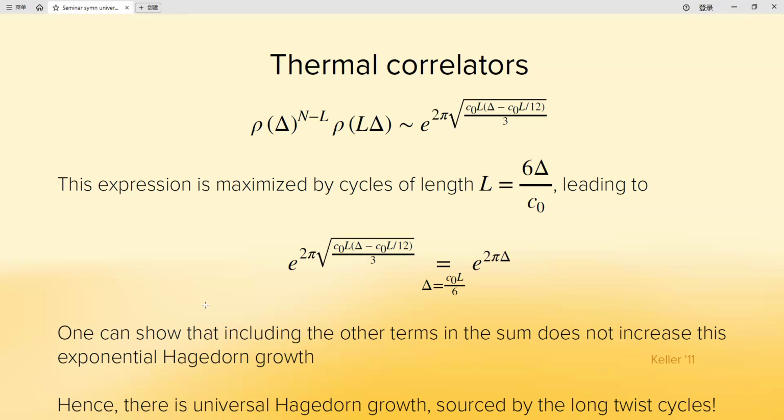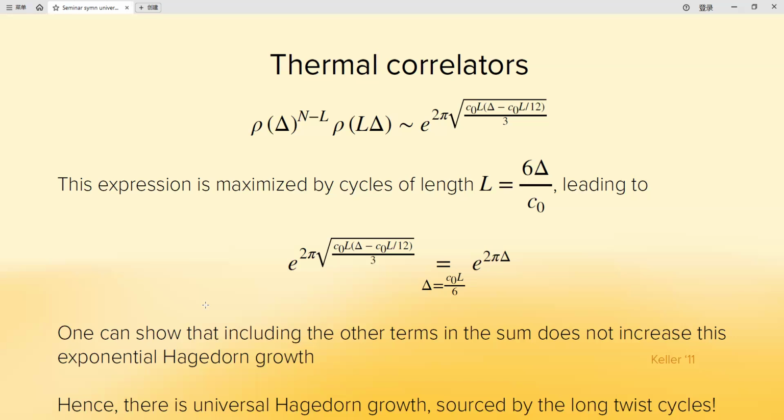And so let's see at what L's and what deltas dominate this square root behavior. You can do a simple saddle point approximation. And what you find is that this expression is maximized by cycles with this length, or equivalently is maximized by values of delta that are related to L in this way. And so when you work out what that means, you find precisely the exponential scaling that I advertised just before.